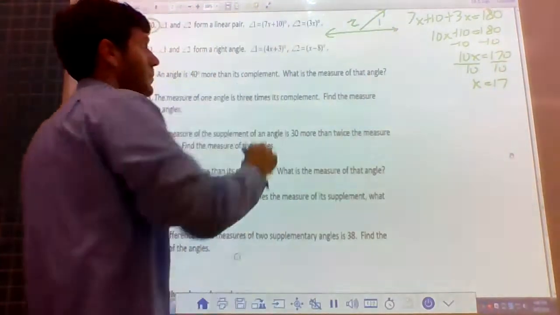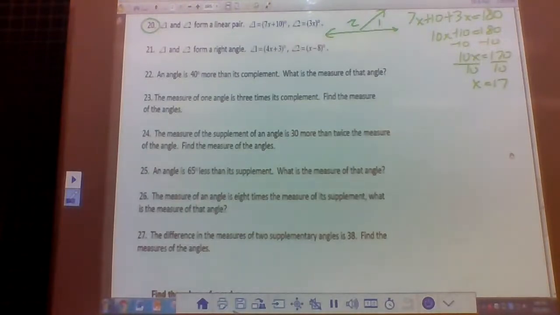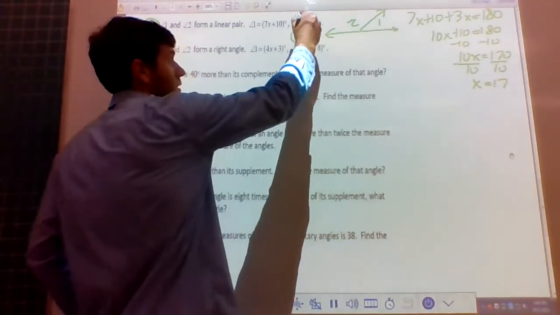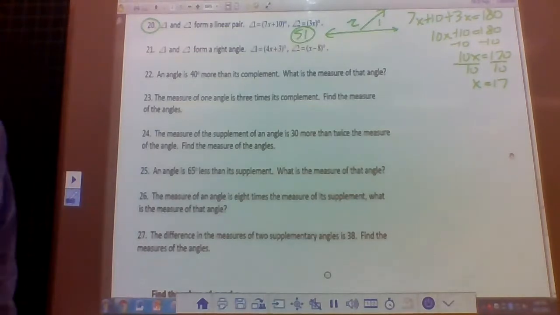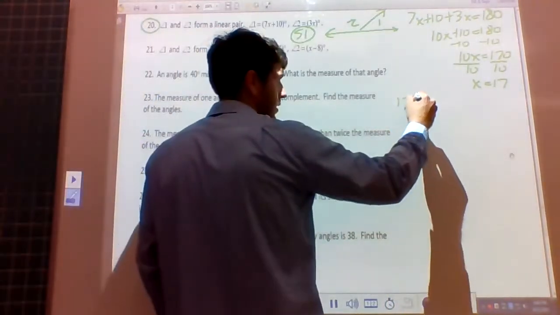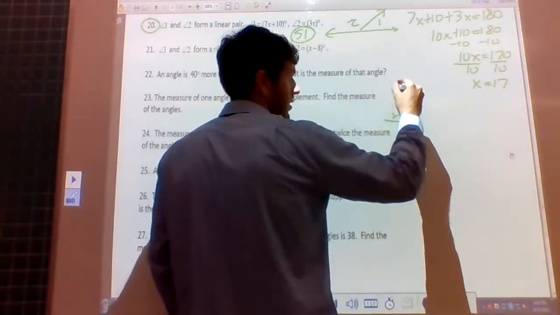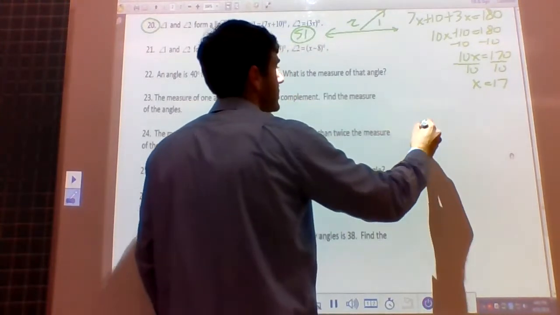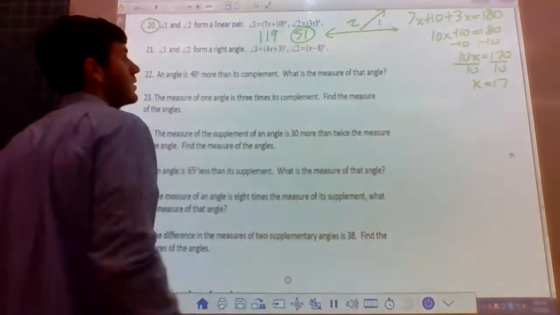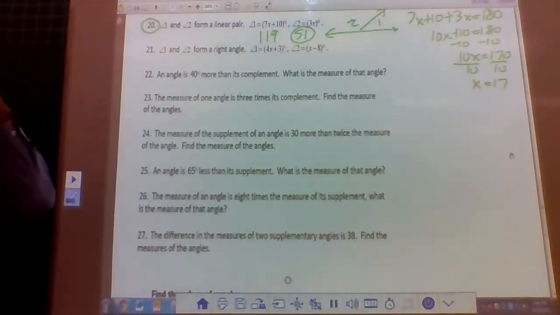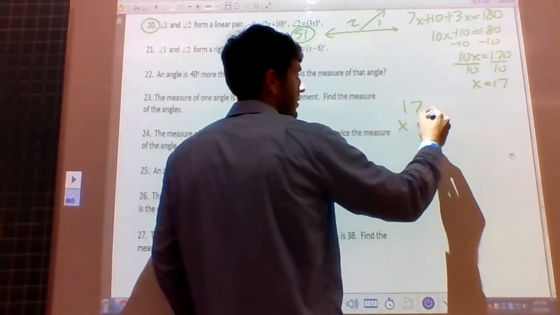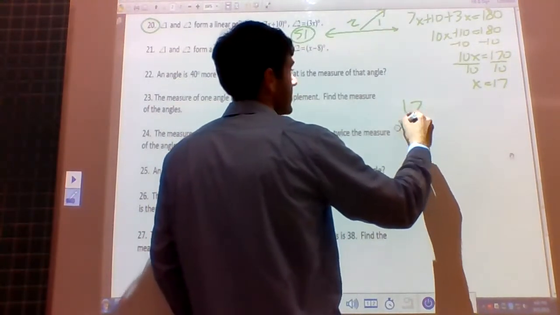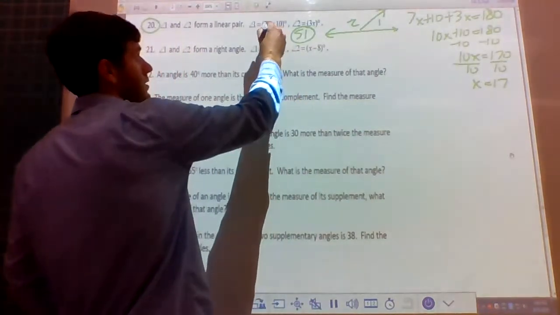Then we can substitute that back in. So 3 times 17, 34, 41, 51. 7 times 17, I don't know. 119. Oh, plus 10. So 119 plus 10 is 128.